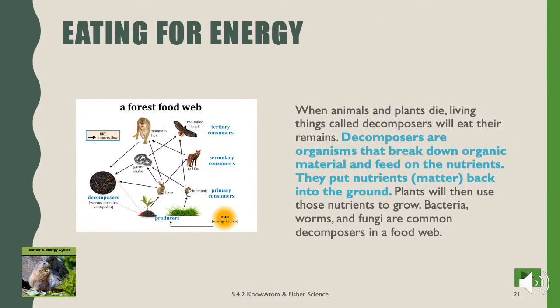When animals and plants die, living things called decomposers will eat their remains. Decomposers are organisms that break down organic material and feed on the nutrients. They put nutrients or matter back into the ground. Plants will then use those nutrients to grow. Bacteria, worms, and fungi are common decomposers in a food web.